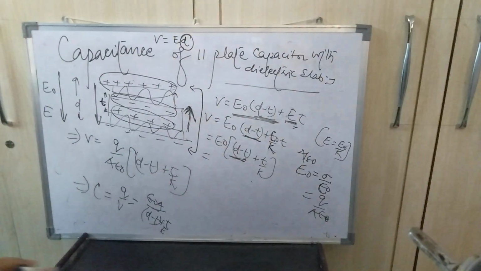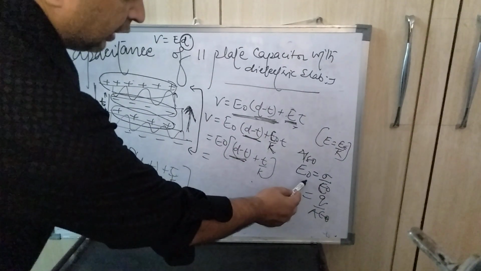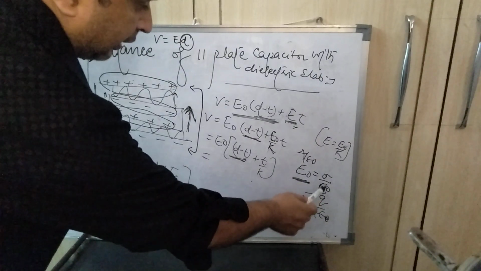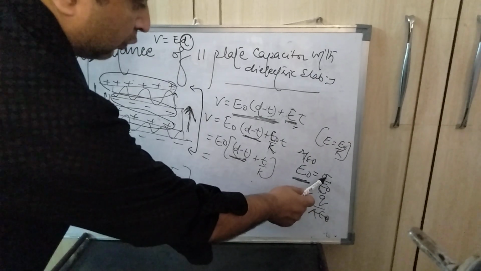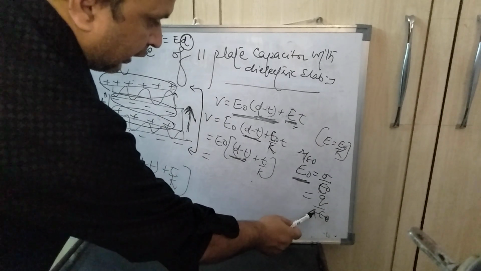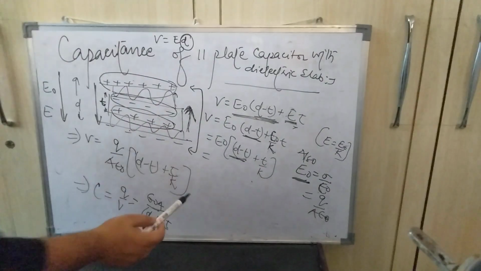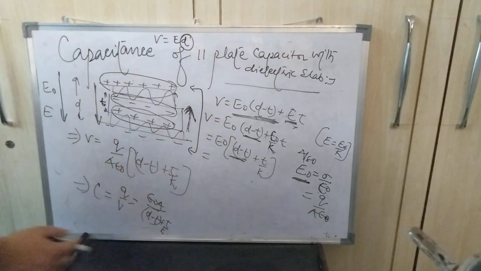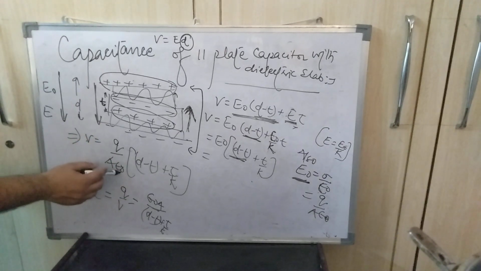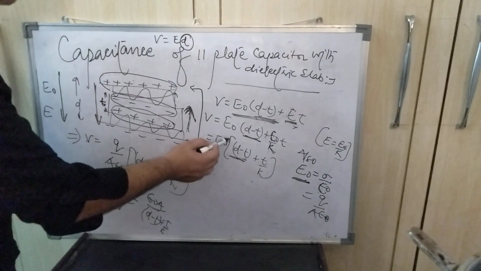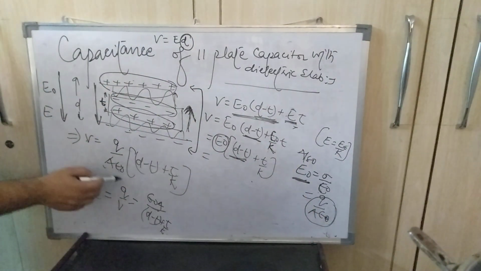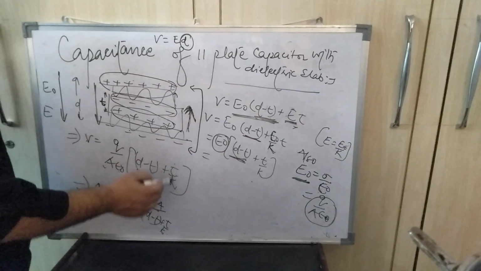Now as we also know, the electric field in the free space becomes sigma by epsilon naught, and sigma is the surface charge density, that is charge per unit area, Q by A, so E naught is Q by A epsilon naught. Now replacing these values, what will we find? V becomes equal to Q upon A epsilon naught, replacing the value of E naught from here, and here it is d minus t plus t by K.